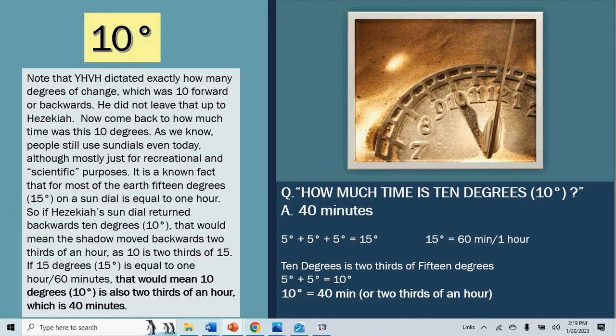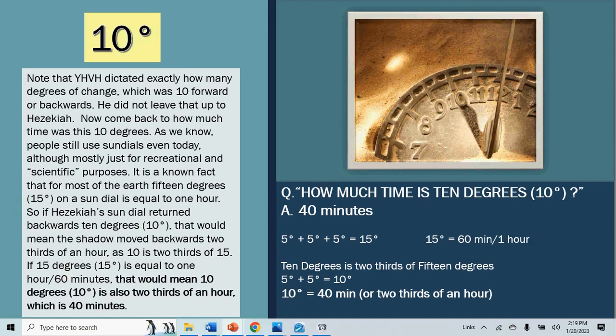As we know, people still use sundials even today, although mostly just for recreational and scientific purposes. It is a known fact that for most of the earth, 15 degrees on a sundial is equal to 1 hour. So if Hezekiah's sundial returned backwards 10 degrees, that would mean the shadow moved backwards 2/3 of an hour, as 10 is 2/3 of 15. If 15 degrees is equal to 1 hour, 60 minutes, that would mean 10 degrees is also 2/3 of an hour, which is 40 minutes.